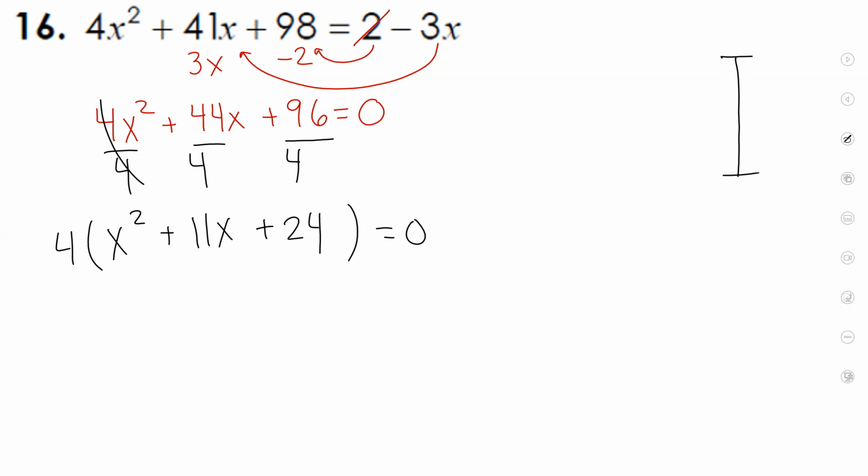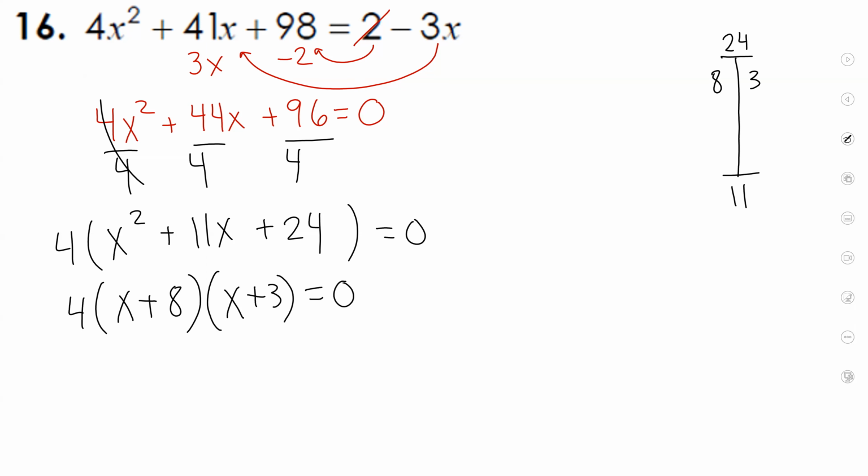Okay, so since I have an a and a c value, I want two numbers that'll multiply to give me 24, but combine to give me 11. Yep, 8 and 3. So those are my two factors. Let's put them over here. We can rewrite this as x plus 8 and x plus 3. Now I'm going to set each factor equal to 0, and then I'll solve. So this will be x plus 8 equals 0, and x plus 3 equals 0.